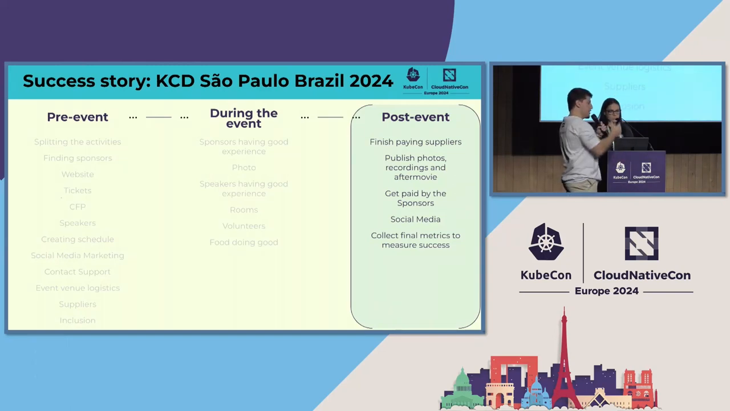Again, social media is one. Make sure you keep the engagement. It's important to keep the community alive. So there are some things that you need to take care of when the event finishes, not only going home and maybe the happy hour. And also some metrics.